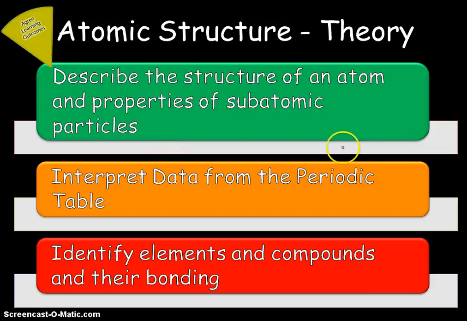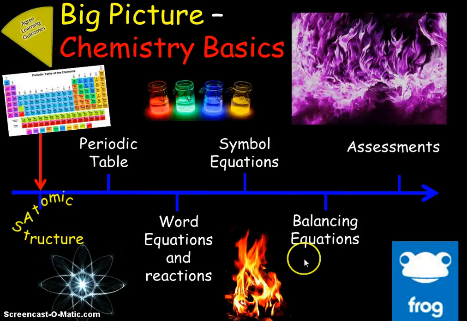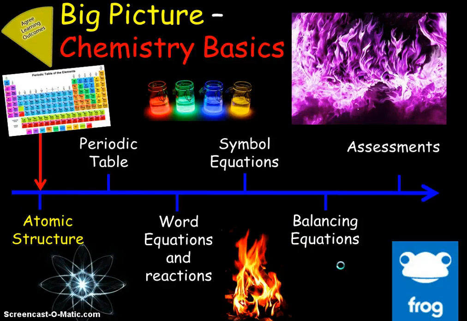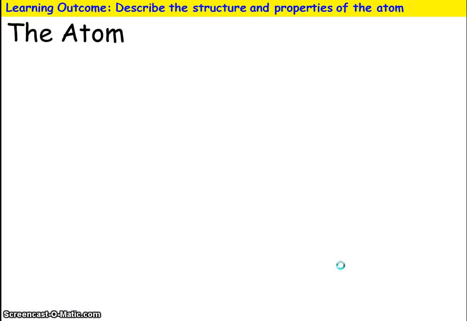So what you need to be able to do at the end of this is be able to describe the structure of an atom, interpret data from the periodic table, and to be able to identify elements and compounds. So this is the first lesson in your introduction to chemistry on atomic structure, and that's where it fits into the overall module.